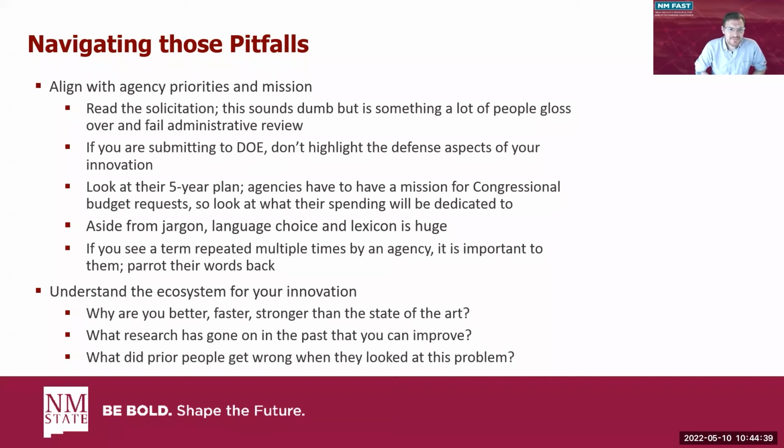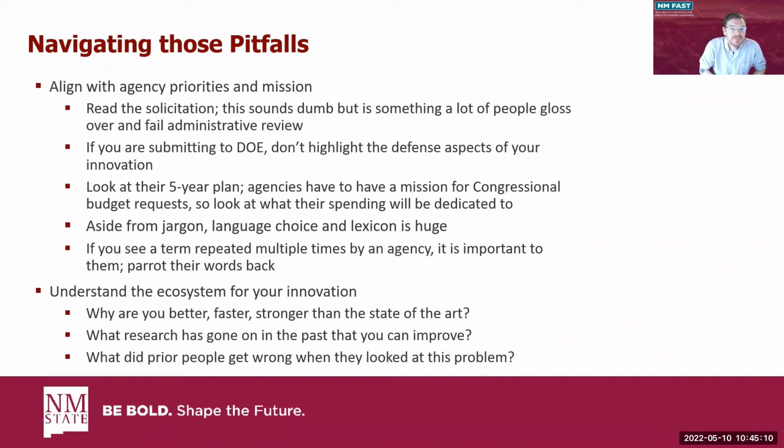And then just kind of understand the ecosystem for your innovation. Ultimately, at the end of the day, why are you stronger, faster, better? Why are you the state of the art? Why is your idea such an improvement on the things that have happened? Why did prior people get this concept wrong? And what is it about what they got wrong that you say, that's a real big opportunity for me?